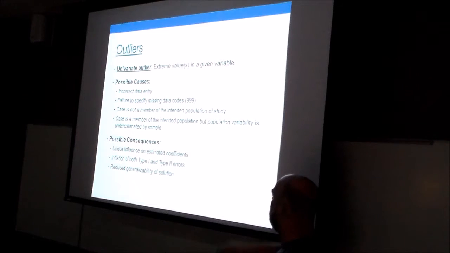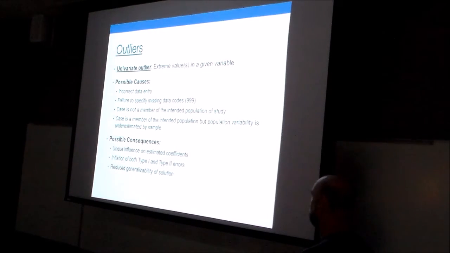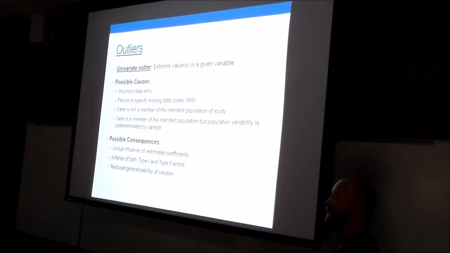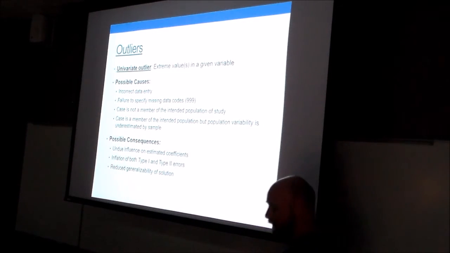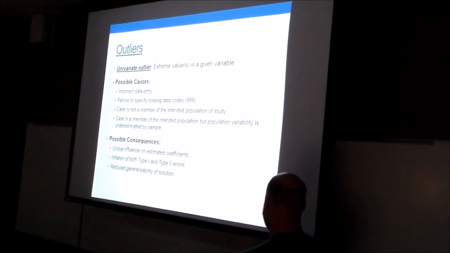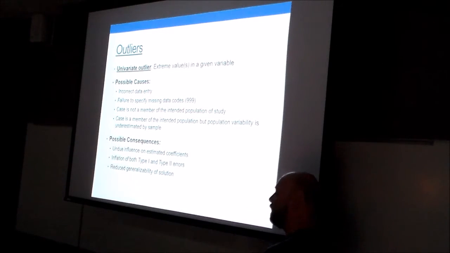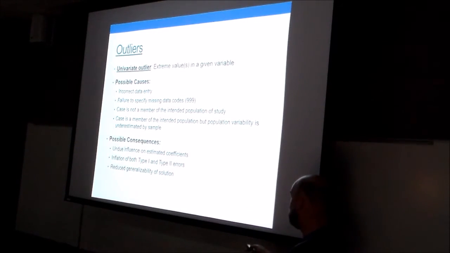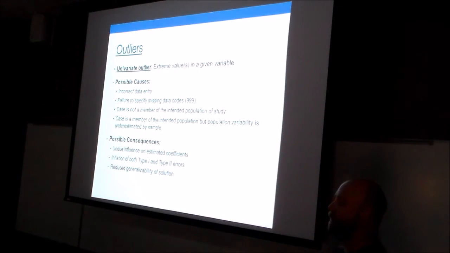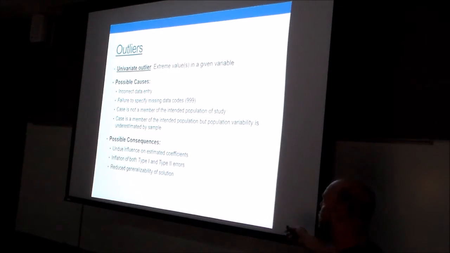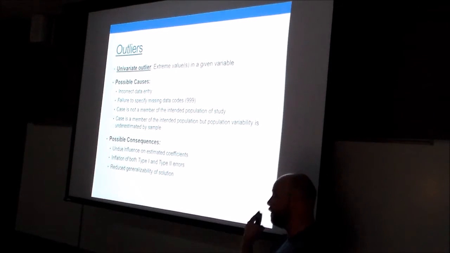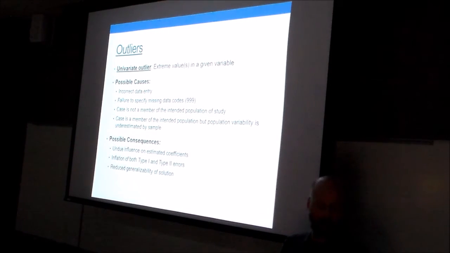Potential consequences of outliers: they start to impact our coefficients, particularly means, which get dragged out in small samples. If they're very extreme, they can start to impact my variance and standard deviation estimates. They cause inflation in both type 1 and type 2 error. They screw up the generalizability of my solution. I'm getting effects that I can't reasonably apply to the actual population because I've got weirdness in my data. So outliers are bad. Make sure we're addressing those if they pop up in our data.